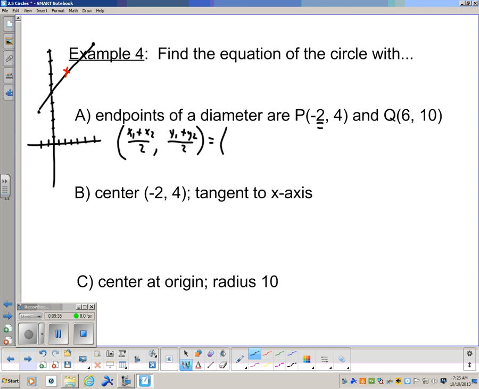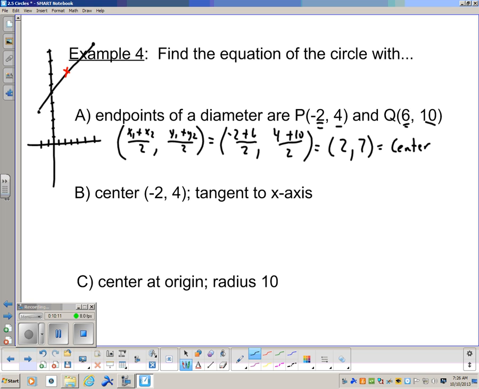My two x values, negative 2 and 6. So negative 2 plus 6 divided by 2. My two y values there, 4 plus 10 divided by 2. So really there we end up with negative 2 plus 6 is 4, divided by 2 is 2. 4 plus 10 is 14, divided by 2 is 7. So (2, 7). Does that make sense in our graph here? 1, 2, 3, 4, 5, 6, 7. (2, 7). Yeah, it's pretty much that. So there's my midpoint, and that's also the center of my circle.